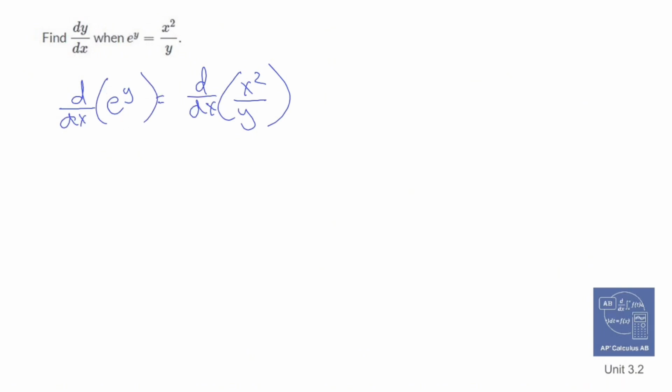Now the left side is not crazy at all. You take the derivative of e to the y with respect to x, which is still e to the y, but you attach dy/dx to it. Okay? On the right side, you have quotient rule. Quotient rule says that if you have a u over a v, you're going to have u prime v minus v prime u all over v squared.